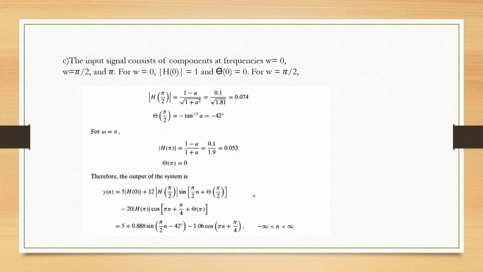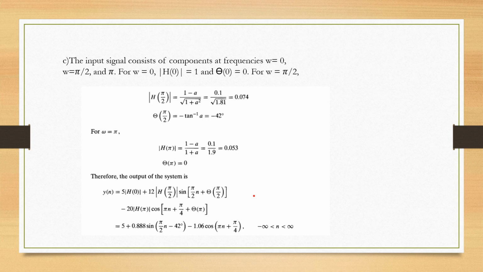Coming to the last part, the input signal consists of components at frequencies ω = 0, ω = π/2 and π. For ω = 0, |H(0)| = 1 and θ(0) = 0. For ω = π/2, |H(π/2)| = (1 - a)/root over (1 + a²), which equals 0.1/root over 1.81, which equals 0.074. θ(π/2) = -tan inverse of a, which is -42 degrees. For ω = π, |H(π)| = (1 - a)/(1 + a) = 0.1/1.9, which is 0.053.